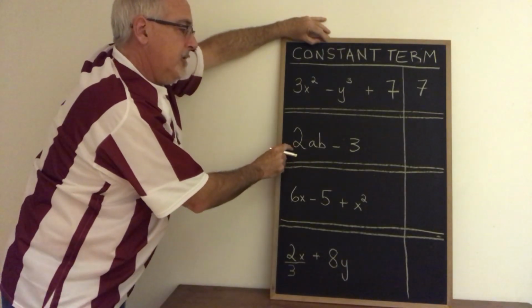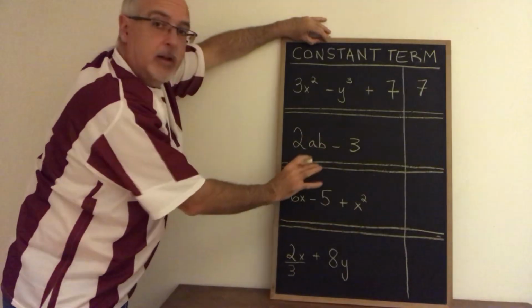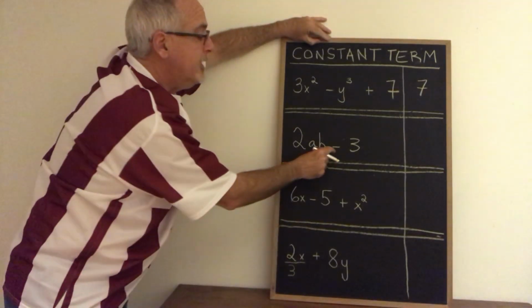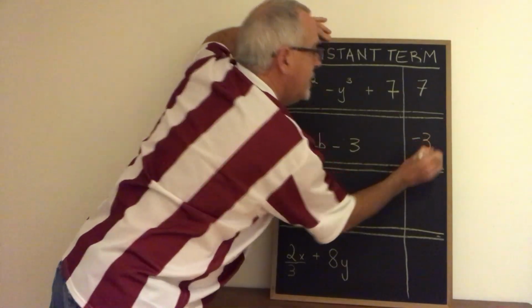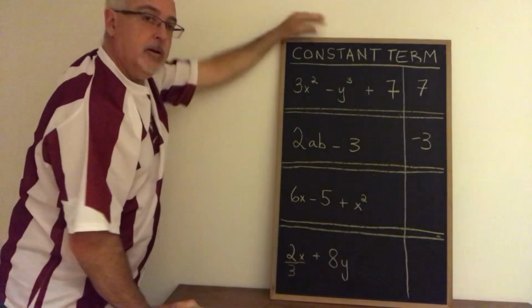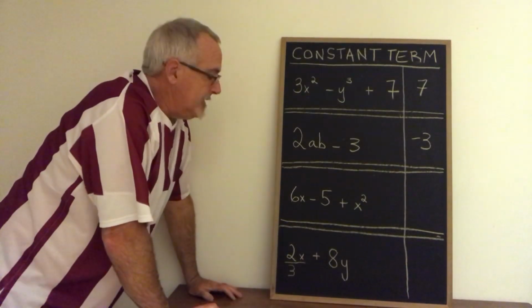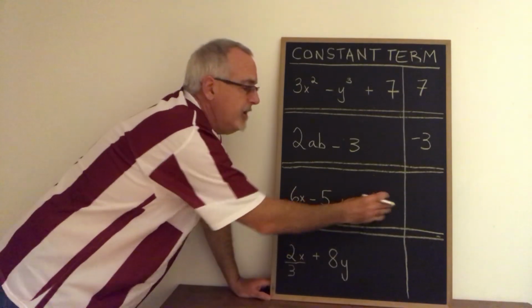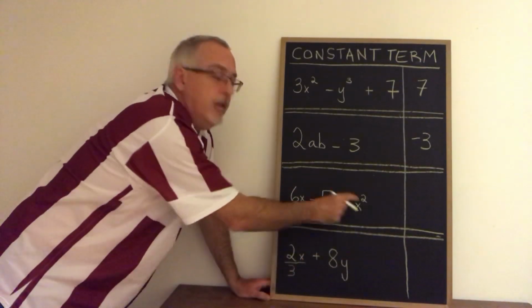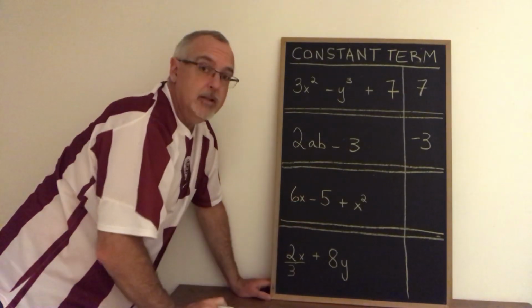In the second example, 2ab minus 3, we can see this 3 has to be the constant term. But be careful, it's minus 3. So negative 3, in this case, is the constant term. Here we have a polynomial that's not written in the order we're used to seeing them. The minus 5 would normally be written at the end, but it's not this time. And this is still a polynomial, and negative 5 is still the constant term.